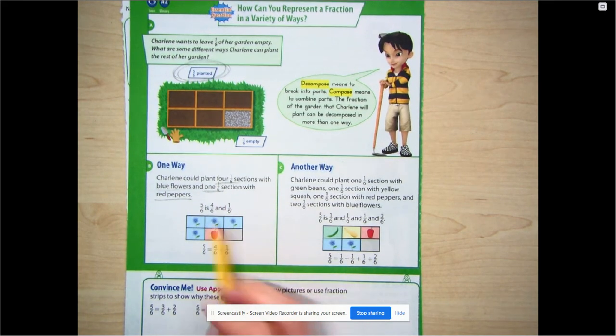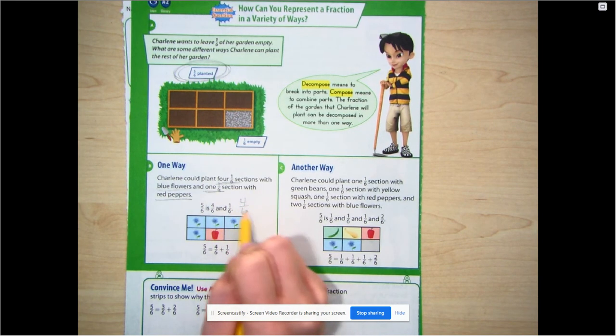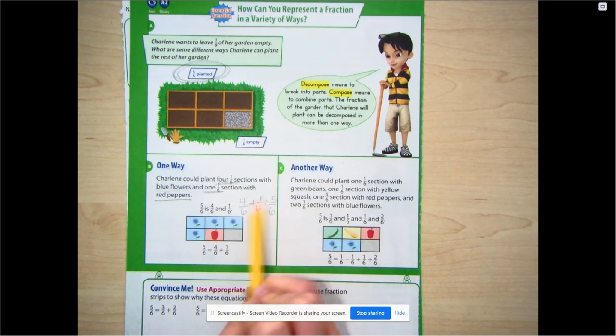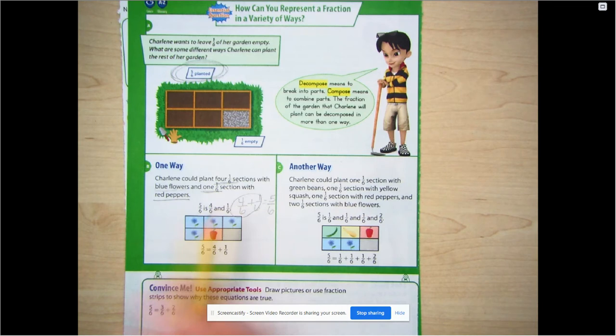And you can see that in the photo. There's 4 1/6 and then 1 1/6. If I add 4/6 plus 1/6, I get 5/6. And this is one way that we can decompose or break down 5/6. 4 plus 1 is 5.